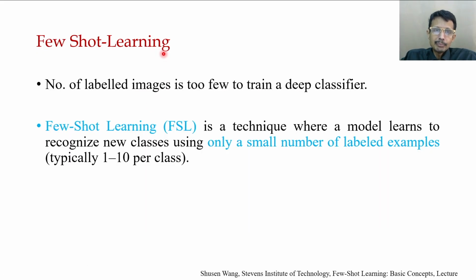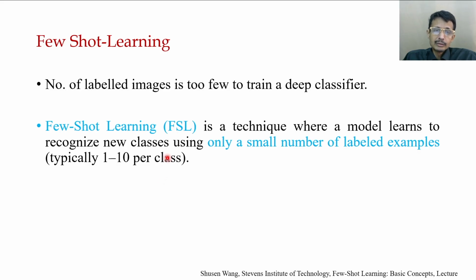Now what do we mean by few shot learning? The number of labeled images is too few to train a deep classifier. If this is the situation, we generally use few shot learning. So few shot learning is a technique where a model learns to recognize new classes using only a small number of labeled examples, typically 1 to 10 per class. So that we have to understand. We have very few training samples or labeled samples at training time.